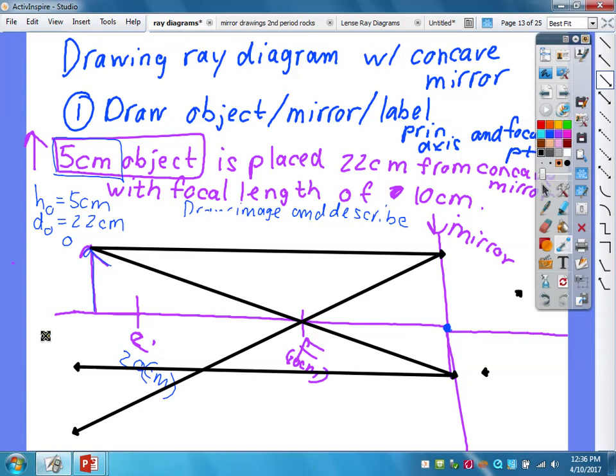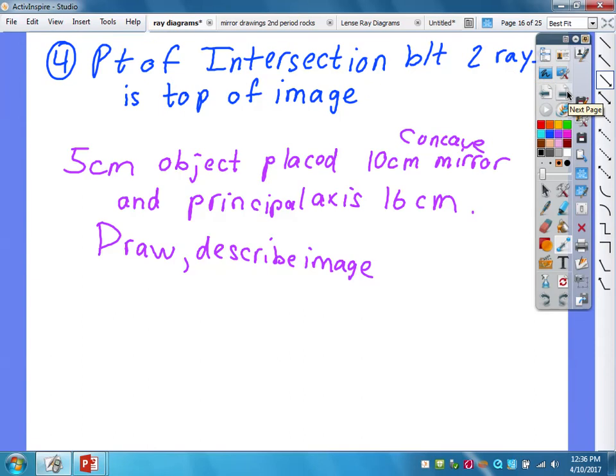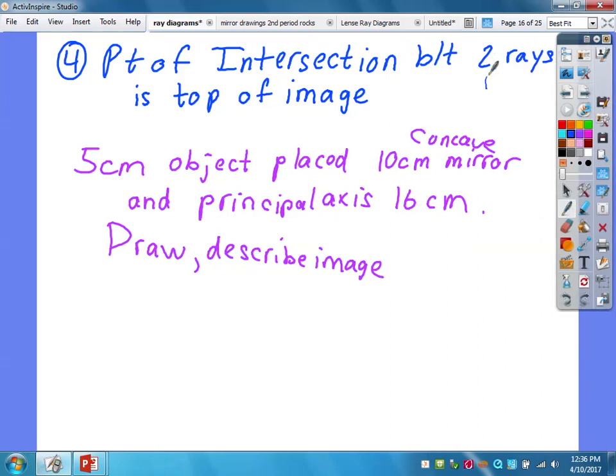All right? Well, I drew these two lines. I went one in and back to the focal point, one through the focal point, and straight back. What do I do next? Where is my image? I said I only need two rays. Well, it turns out the point of intersection between the two rays is the top of the image. The two, I'm going to be more specific here, reflected rays. The reflected rays is where the top of the image is.